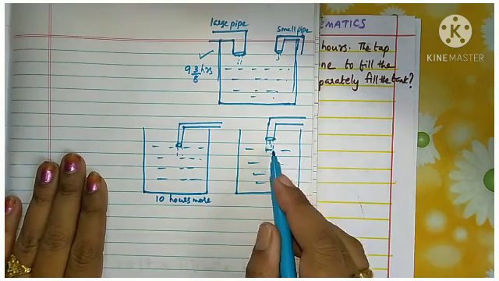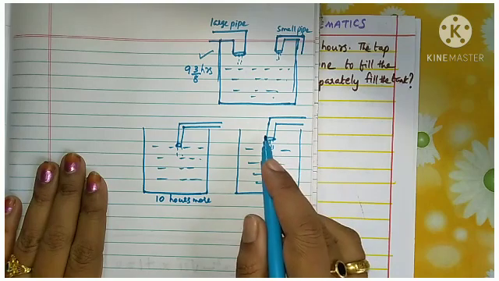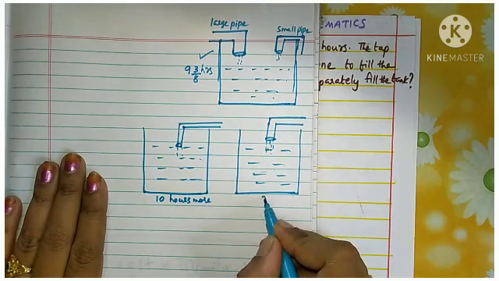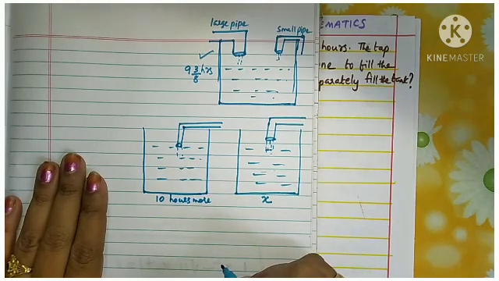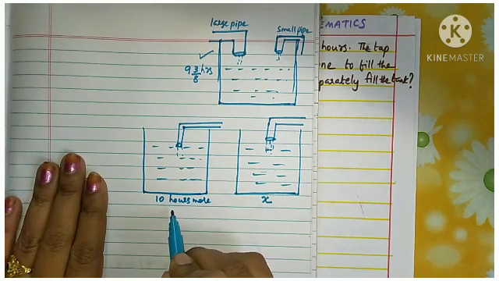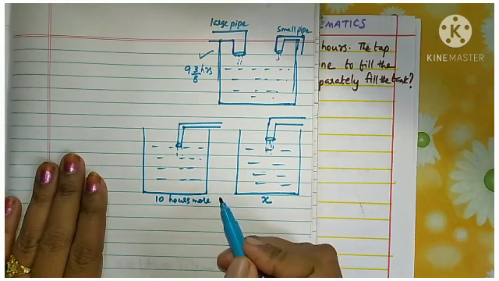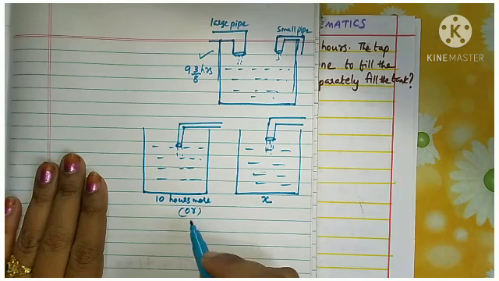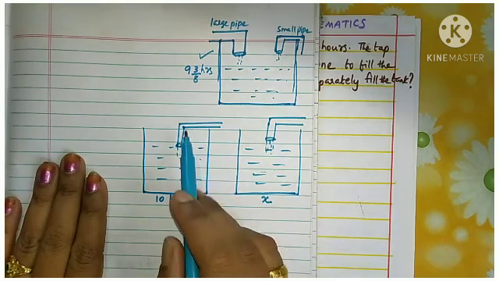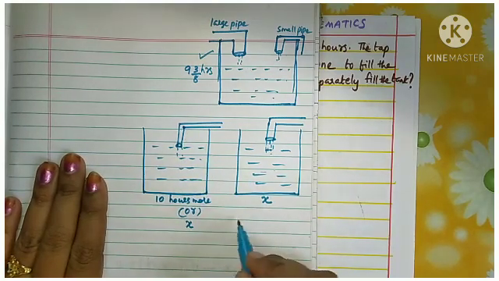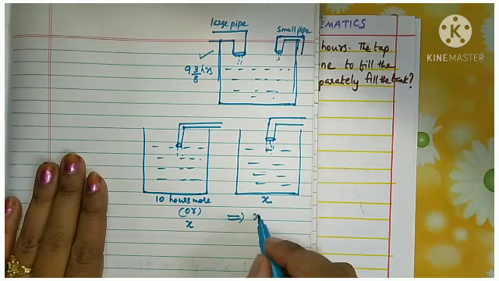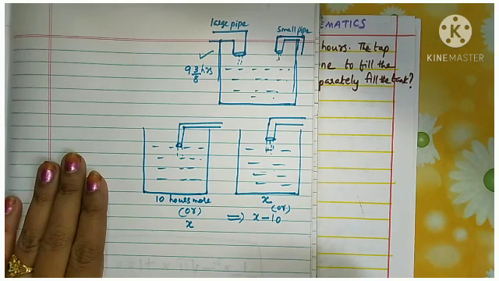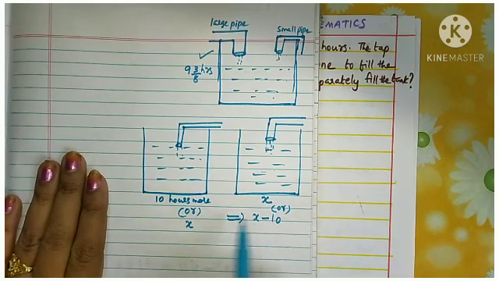So if you take the larger pipe, and assume the time required for the larger pipe as x hours, then the smaller pipe will take 10 hours more. Or if you take the time taken for the smaller pipe as x hours, then the larger pipe will be 10 hours less. So either way you can consider, as per your convenience.